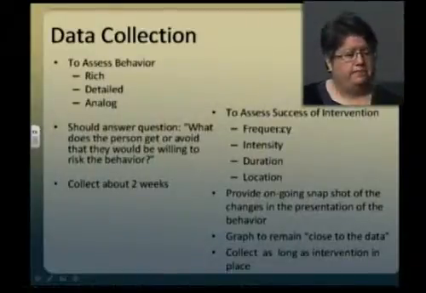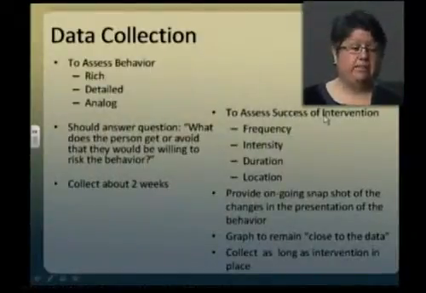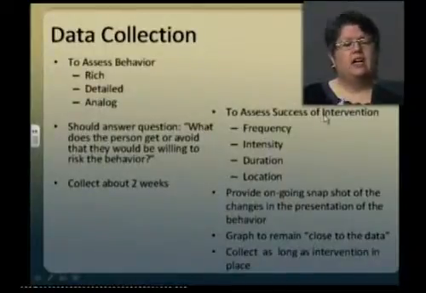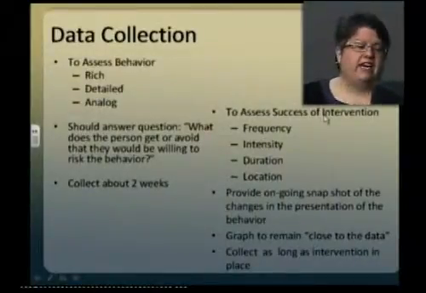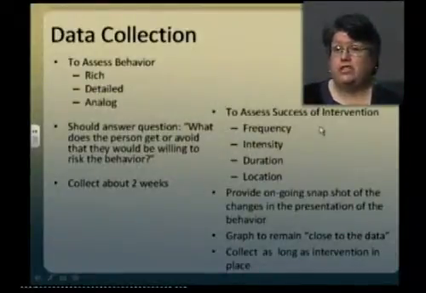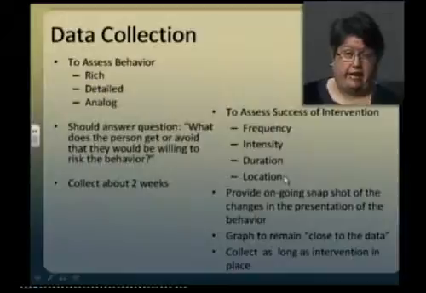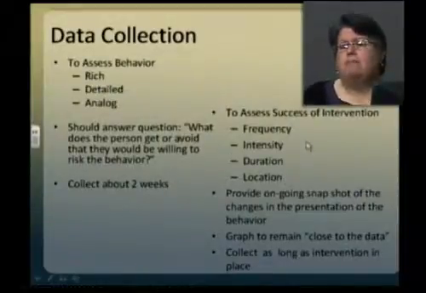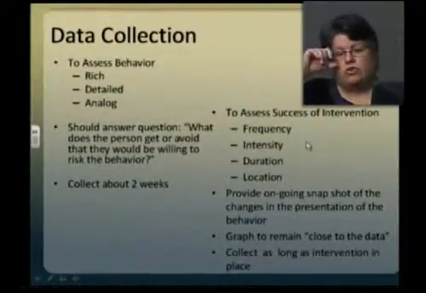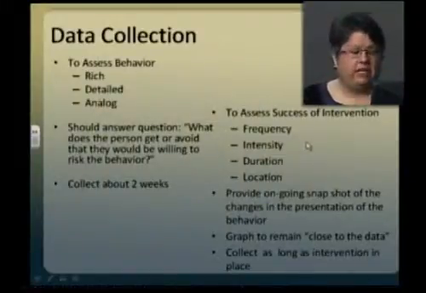To assess whether or not our intervention is successful and the behavior is decreasing, we want to collect a quicker form of data. The types of data we want to collect to assess whether or not our intervention is successful is called frequency, intensity, duration, and/or location data. We want to know if the behavior is actually decreasing as a result of our intervention teaching the new skills that we identified in the competing behavior model.